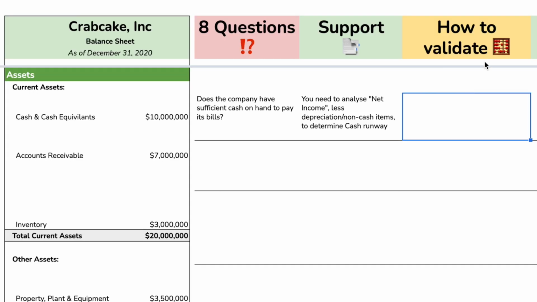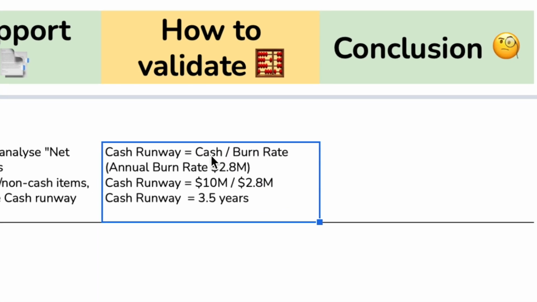So how do I validate, or how do I gain comfort over my question? Well, the only way will be to calculate the cash runway. And that's by taking the cash balance, dividing it by the burn rate. And we just said that the annual burn rate is $2.8 million. So the cash runway is going to be $10 million cash balance divided by burn rate, 2.8 million. That will give us 3.5 years.